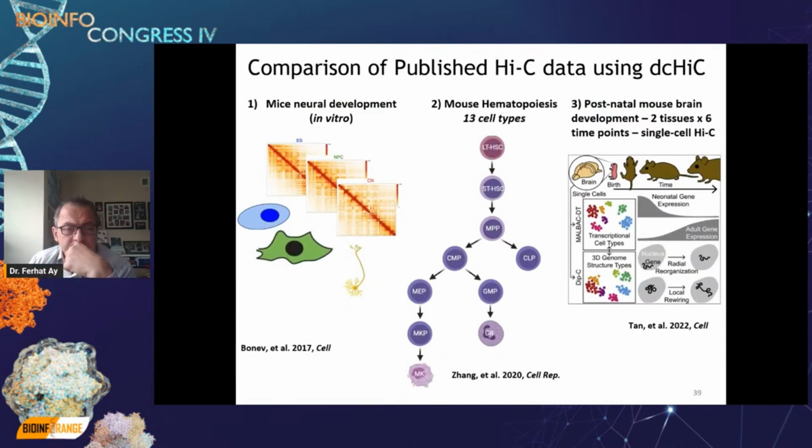We have of course shown in pairwise comparisons that this finds the right kind of changes and is consistent with what's out there. But then we applied it to a multi-way comparison. We went to 13 different cell types in mouse blood cell development, or white blood cell, immune cell development, and also a recent single-cell Hi-C data set that came from studying developing mouse brain.